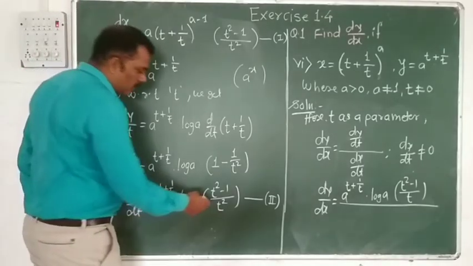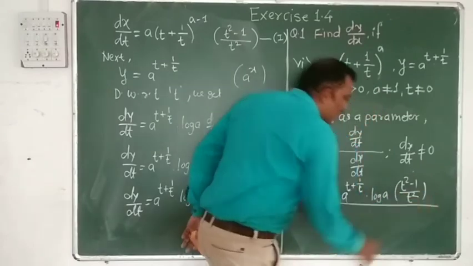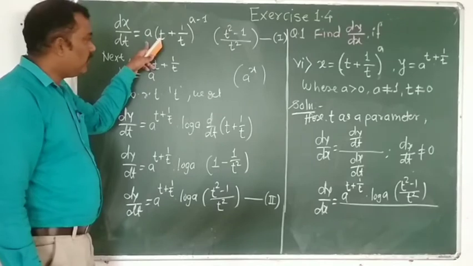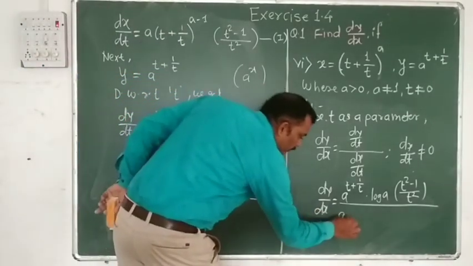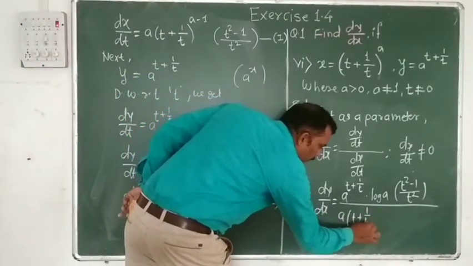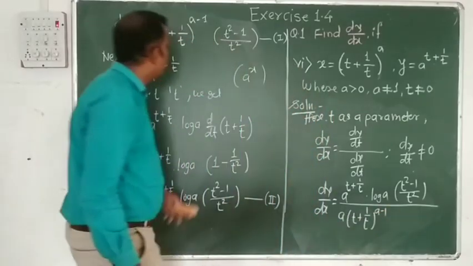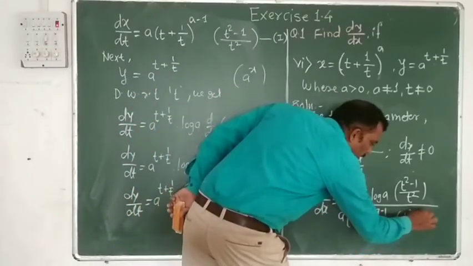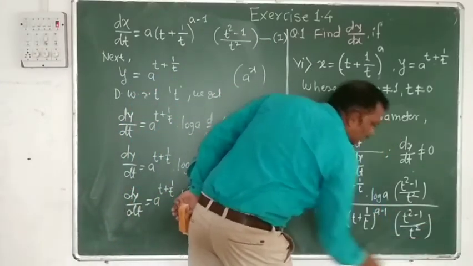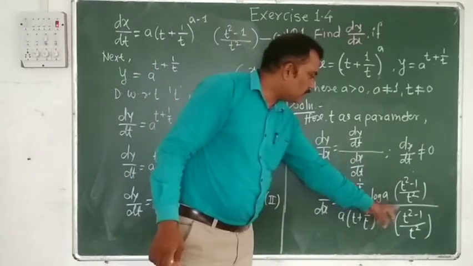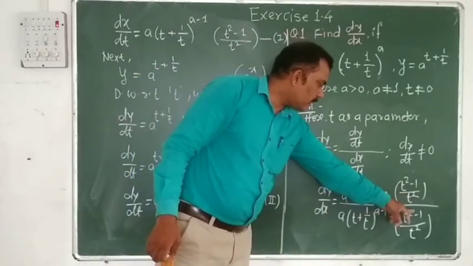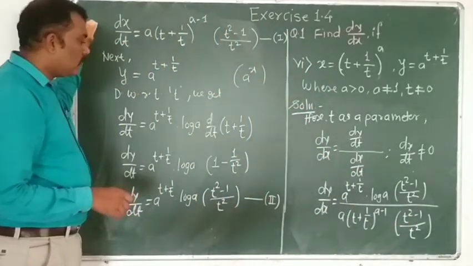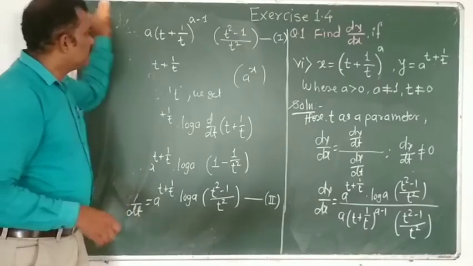t square minus 1 divided by t square. Also, we have to substitute the value of dx by dt. What is the value of dx by dt? a into t plus 1 upon t raised to a minus 1 into t square minus 1 divided by t square. In both the brackets, the t square minus 1 divided by t square in the numerator and the denominator get cancelled, so that only remains.